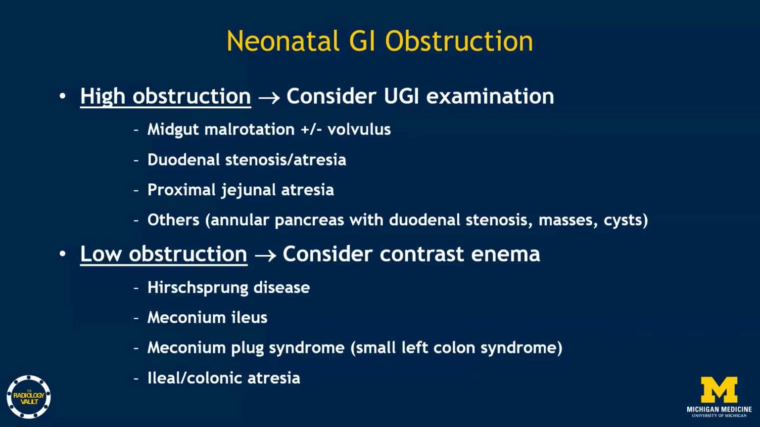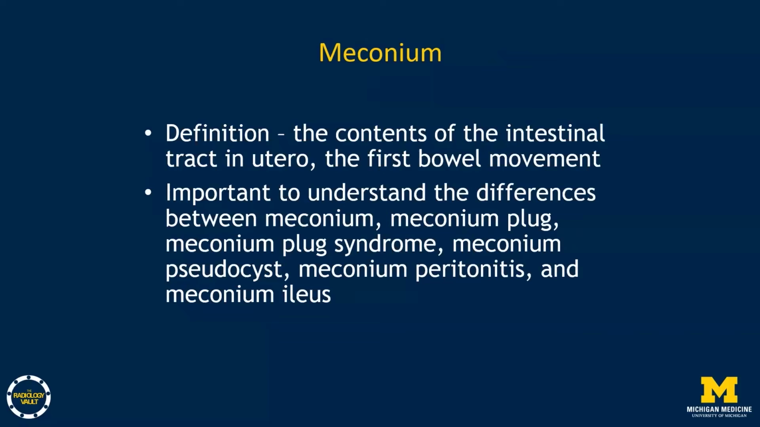Now, in low obstruction, our big four that we want to look for are Hirschsprung disease, meconium ileus, the meconium plug syndrome, also referred to as the small left colon syndrome, and ileal atresia, with occasionally a colonic atresia also a possibility. Let's take a moment to talk about the concept of what is meconium. We hear this term all the time in newborns about whether or not they've passed meconium in an appropriate time frame, whether or not there was meconium aspiration. That is a different topic altogether. But meconium is simply the contents of the intestinal tract in utero, and it's the first bowel movement.